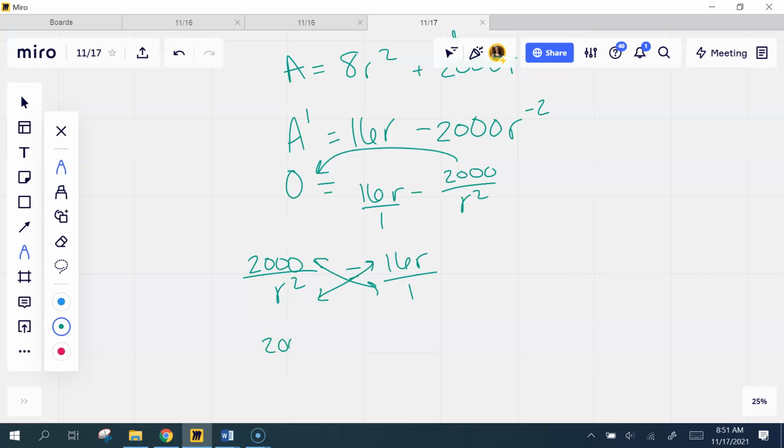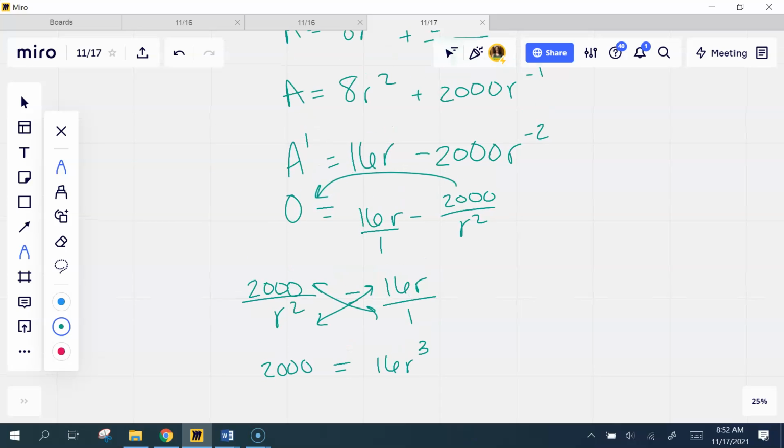So I get 2,000 equals 16r cubed. Of course, if this was a calculator problem, and it is, I could have just put this in my calculator this way and found the zeros.